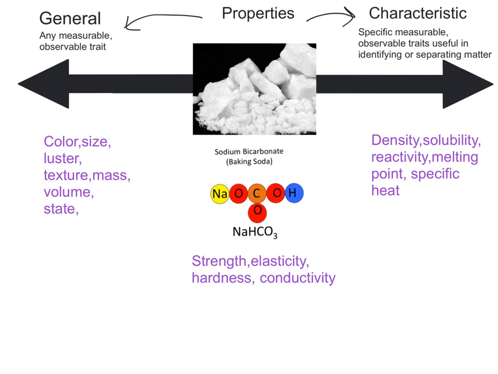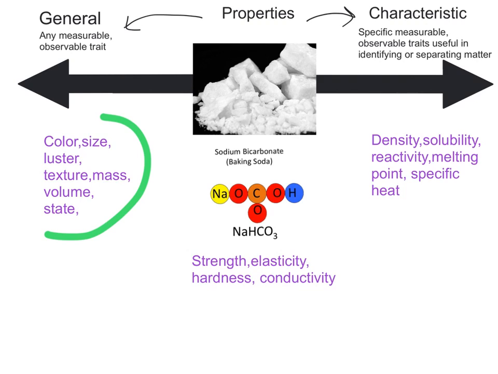You could, in general, talk about the properties that baking soda has that describe it, but are not particularly useful in helping you pick it out from a bunch of other white powders. The color, size, luster, which is how shiny it is, the texture, its mass, its volume, its state, all those things describe your baking soda, but they could also describe any white powder. So all those white powders, for example, are white. All of them are similarly sized particles. All of them have low luster. They're not very shiny, they're pretty dull.